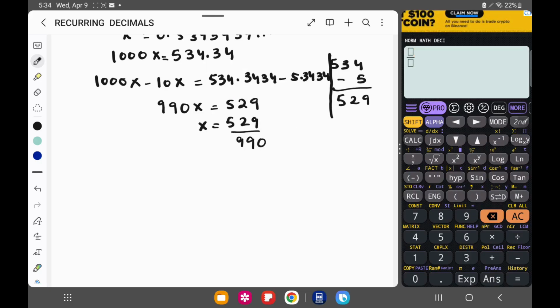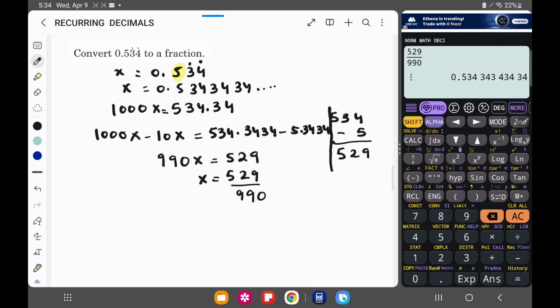So let's verify our answer. 529 divided by 990 is equal to 0.534534, like this. Sorry, 5 is not repeating, so it is 0.5343434. So it means it's the right answer. So this is our answer.